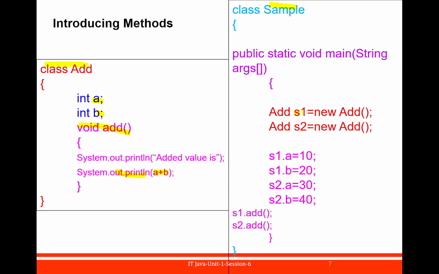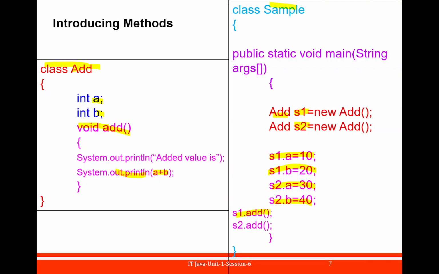Inside this class, remember, these two are the objects that are created for this add class. For this add class, we have created objects s1 and s2, and we are assigning the values. We have created two objects, S1 object and S2 object. For the S1 object, we assign the a and b values as 10, 20. For the S2 object, we assign the a and b values as 30 and 40.